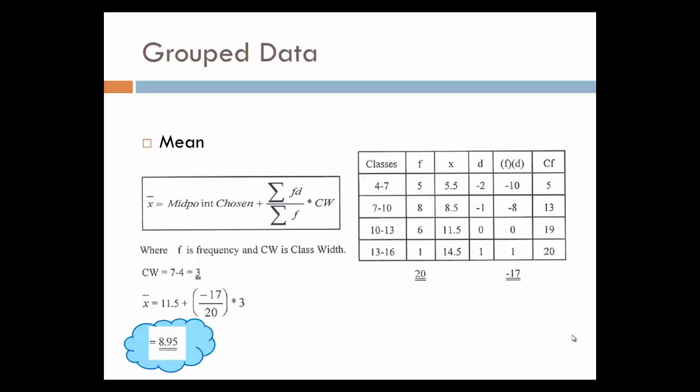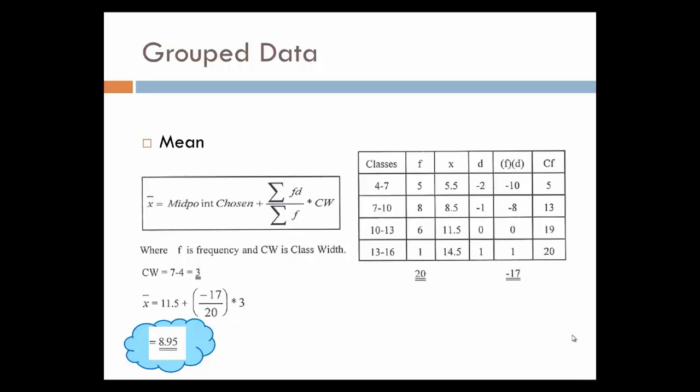And then I multiply. I do 5 times -2 will give me -10. And then I do 8 times -1 will give me -8. 0 times 6 will give me 0. 1 times 1 will give me 1. And then I will have -17.